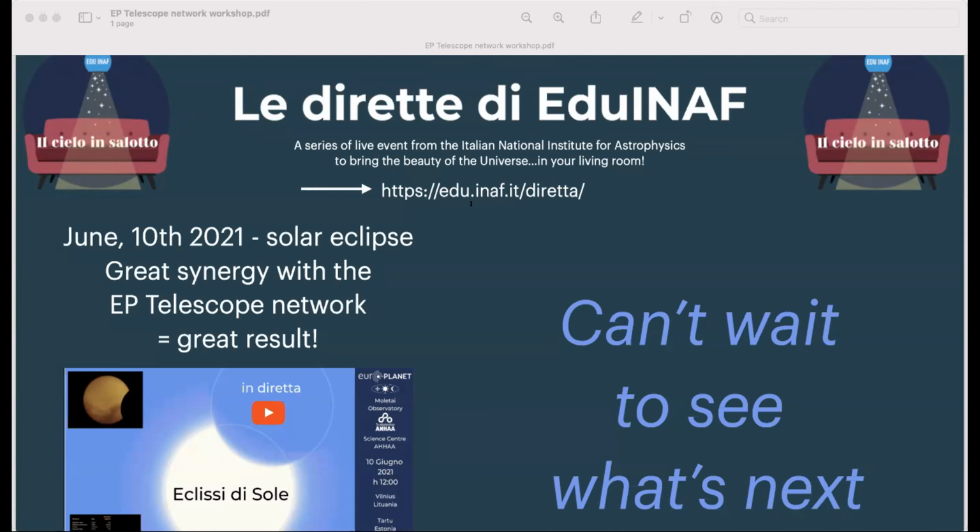And the last one, for example, was about the stars, clusters, and the nebulas of our winter sky. I will share with you the link. Of course, it's in Italian, but maybe you can just look at the images or try to understand something.